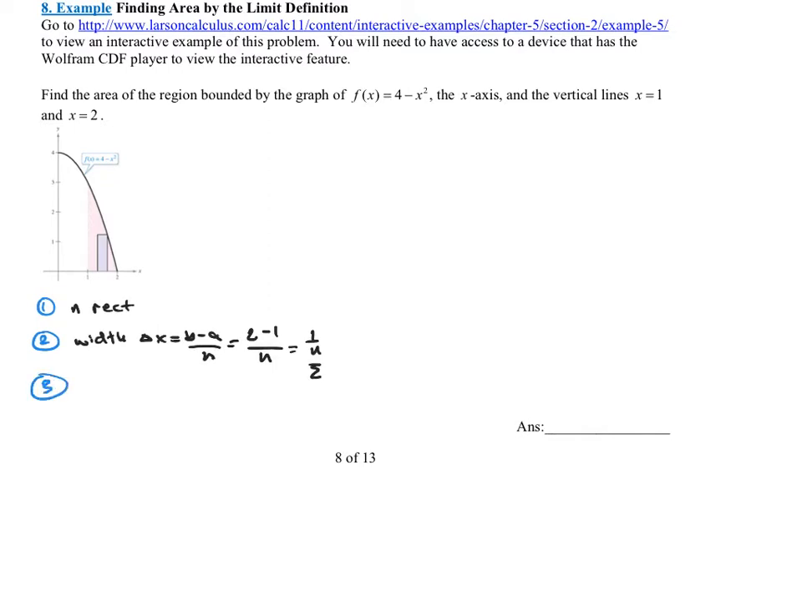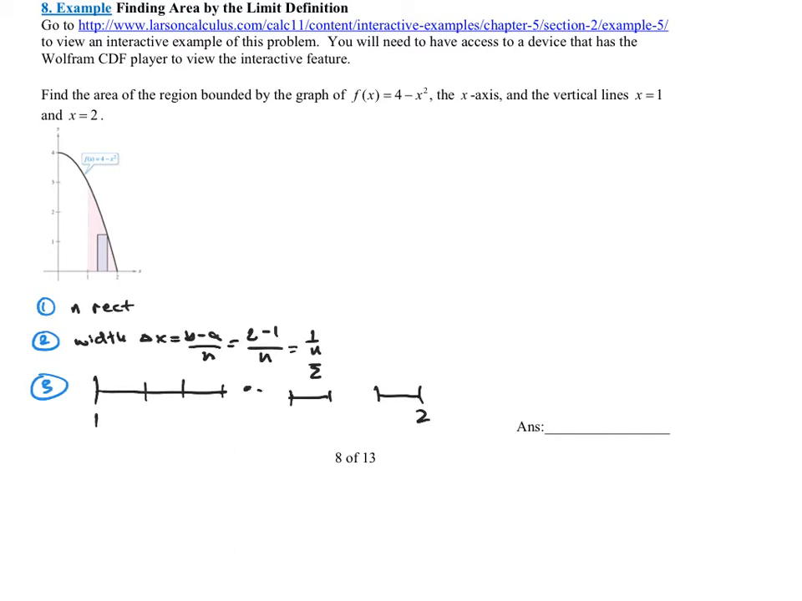Step 3, let's think about this interval, right? So we have this interval, and then we're going to have an ith one, and then we're going to have the last one, right? So we break this from 1 to 2, and we're going to break it into a whole bunch of intervals.